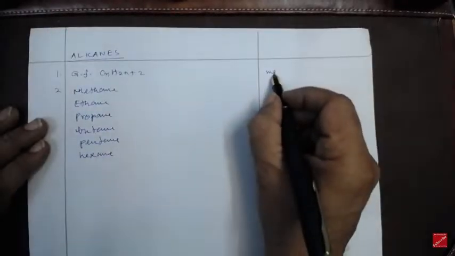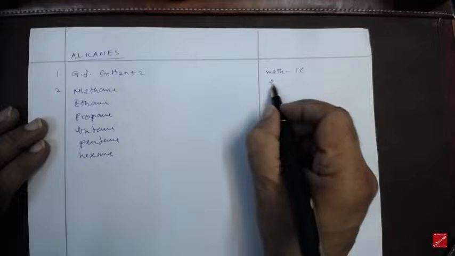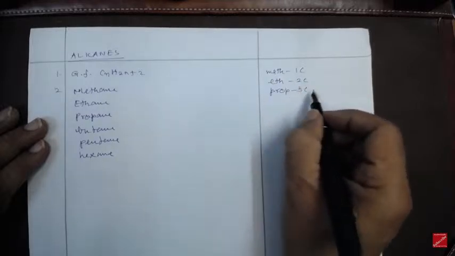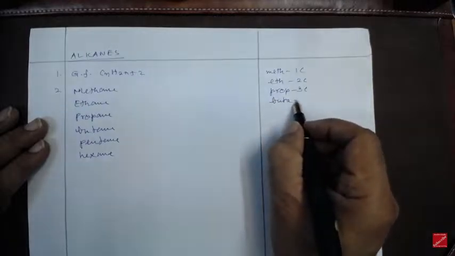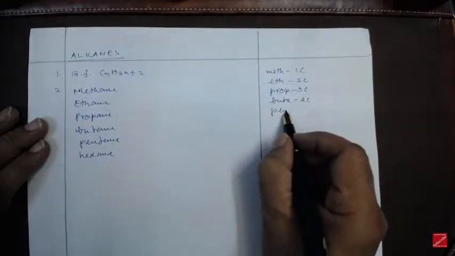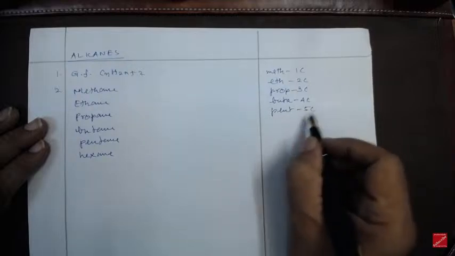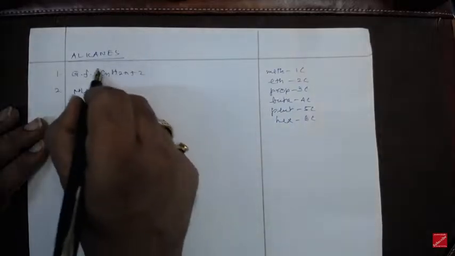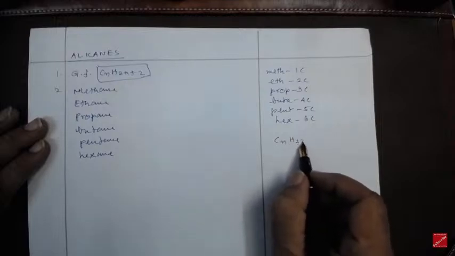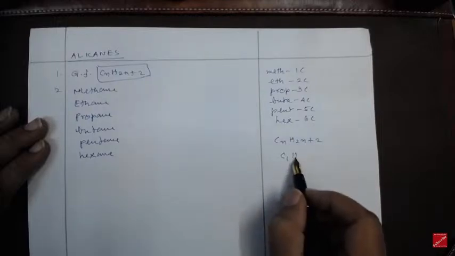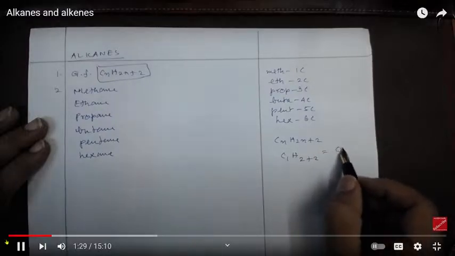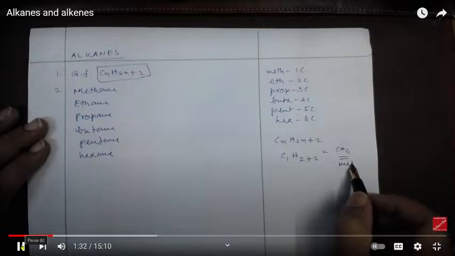Meth means 1 carbon. Eth means 2 carbons. Prop means 3 carbons. Buta means 4 carbons. Pent means 5 carbons. Hex means 6 carbons. So we can apply this formula CnH2n plus 2. Let us apply C1, C2 into 1, 2 plus 2. So that gives CH4. So this is methane.